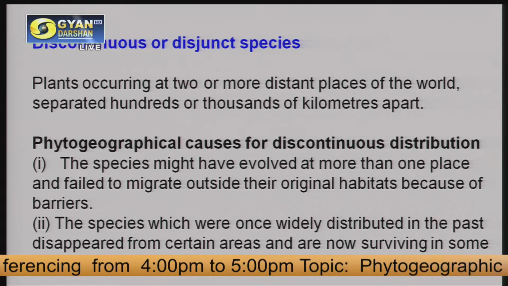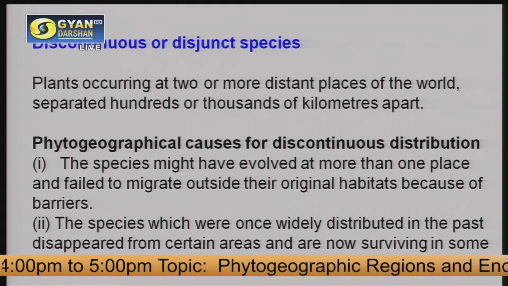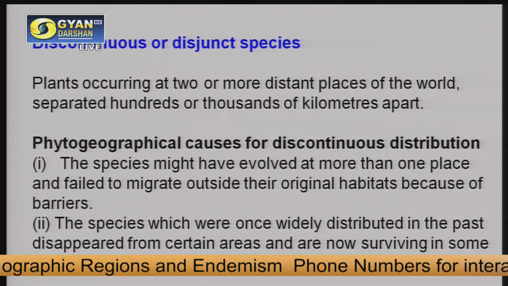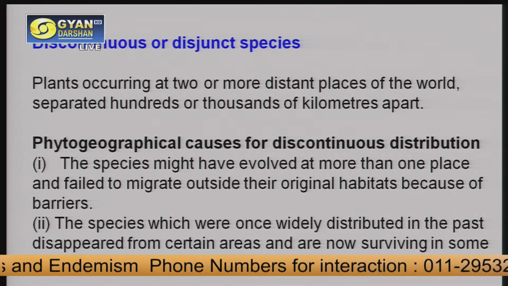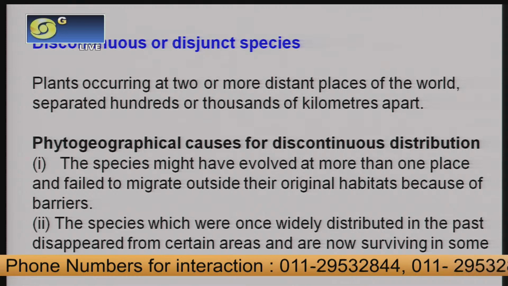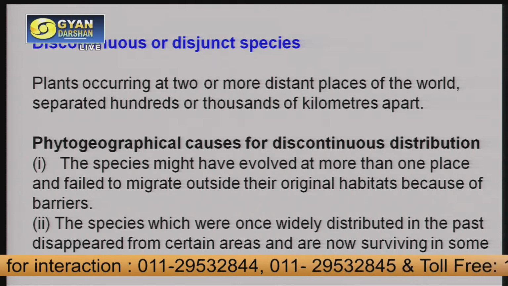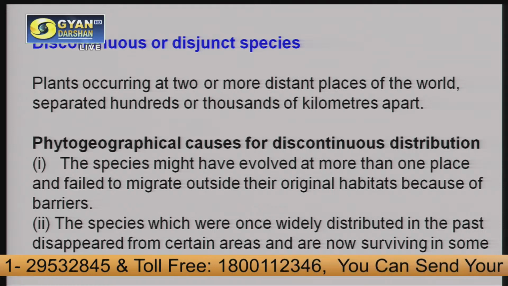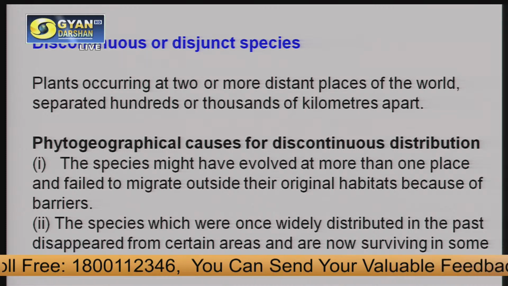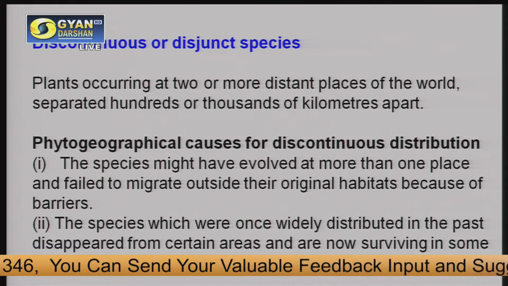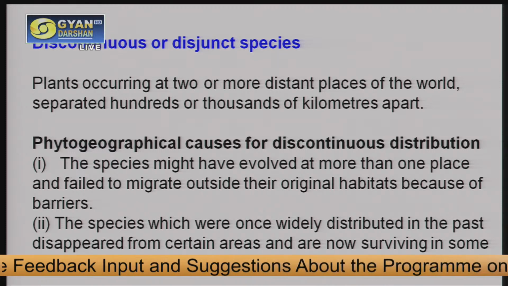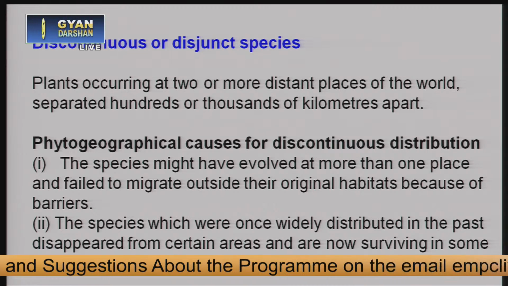Next we come to the third category of species, that is discontinuous or disjunct species. Now this is totally different from the other two, that is wides and endemics. Discontinuous means you find them in some parts of the world, again you don't find them somewhere, again you find them in another part. So it's a very sporadic, very random kind of distribution. Now why is this so? The plants occur at two or more distant places of the world, separated by hundreds or thousands of kilometers. You find them maybe in America, again you are finding them in the extreme east.